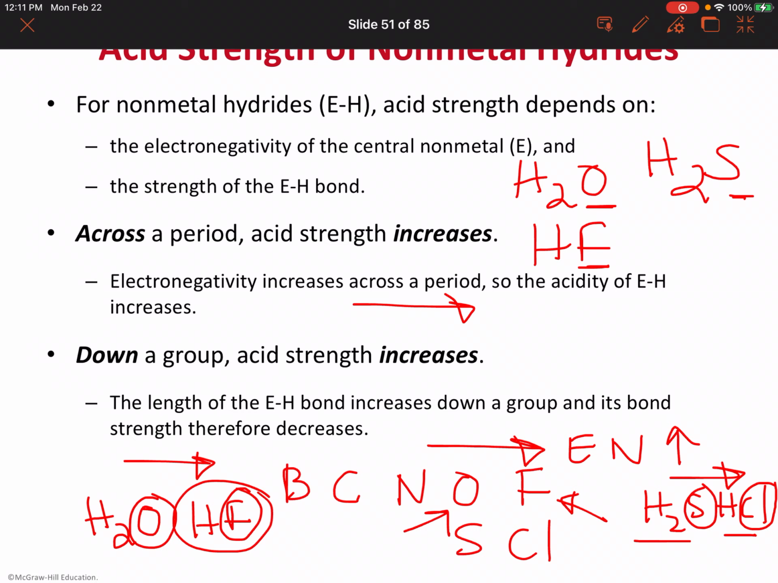What happens as you go down a group? As you go down the group, acid strength increases. How does that happen? Because the bond length of the metal-hydrogen bond increases down the group, and its bond strength therefore decreases. So what does that mean?